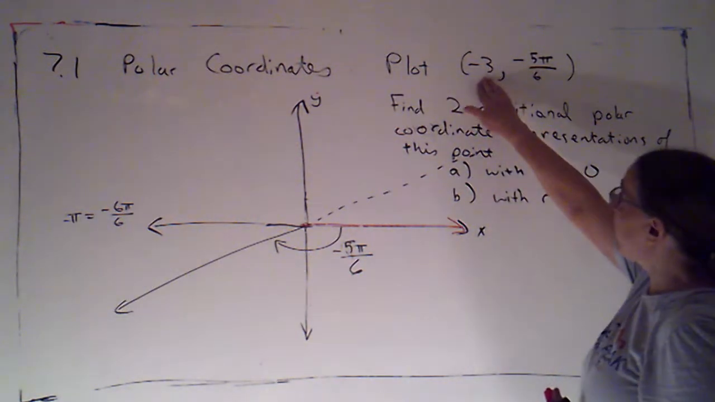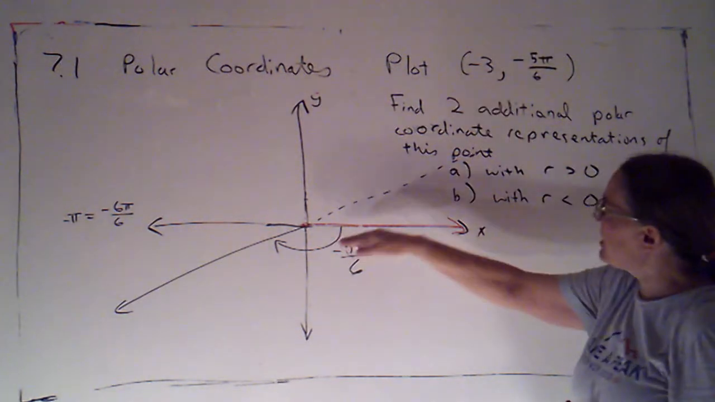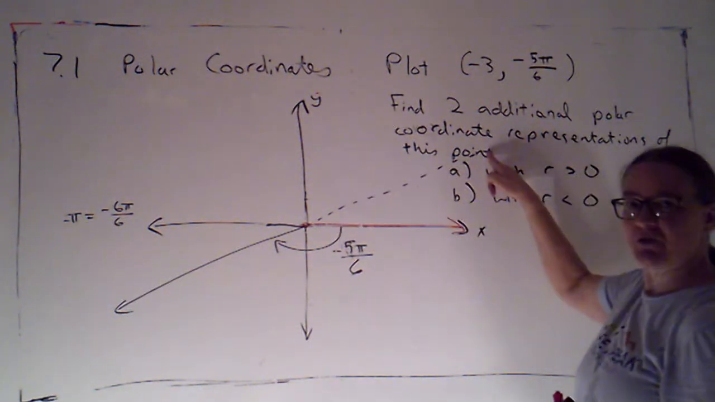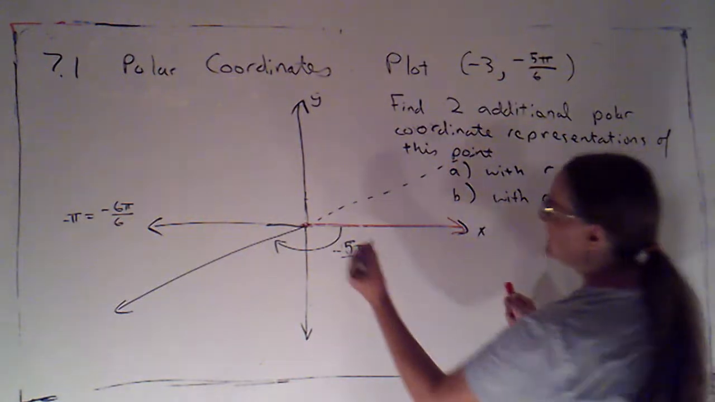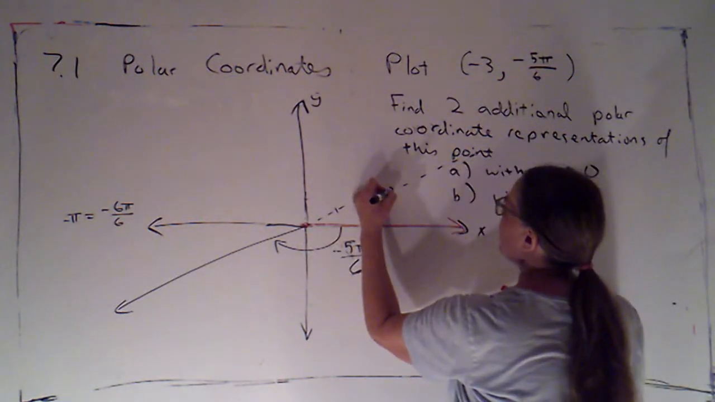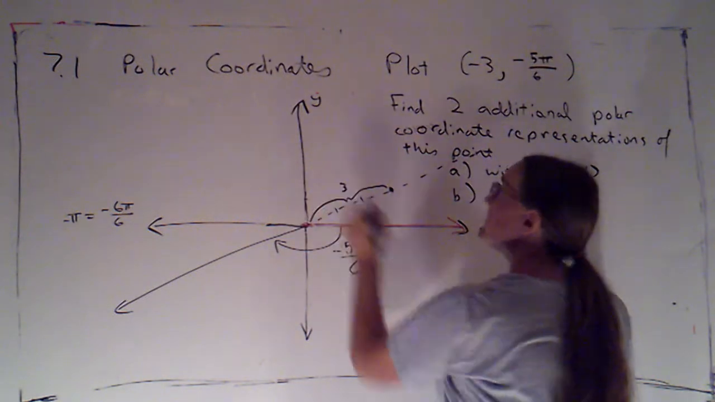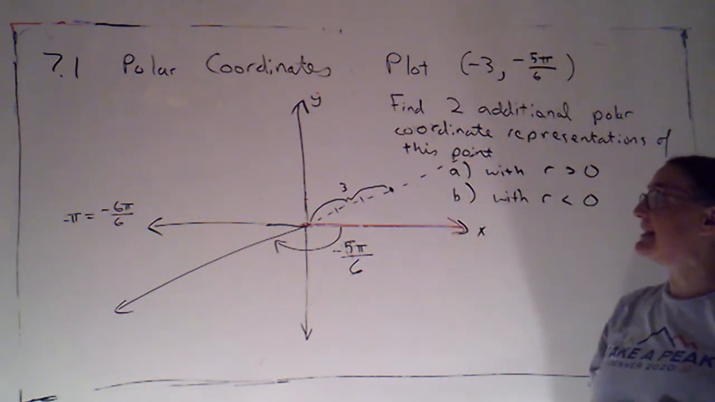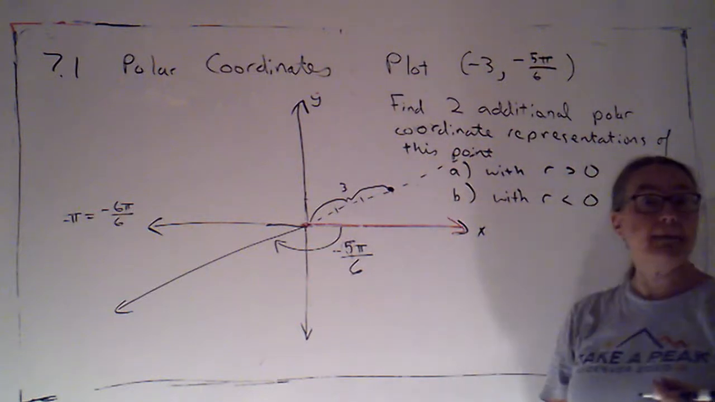So now my r value is -3, so I want to come 3 units away from the pole in this direction. Instead of going left and down, I'm going up and right. So 1, 2, 3. I'm sort of deciding on a scale here. But in doing that, I'm saying that distance is 3, and my r is -3 because I went in the negative direction. So there's my point right there.